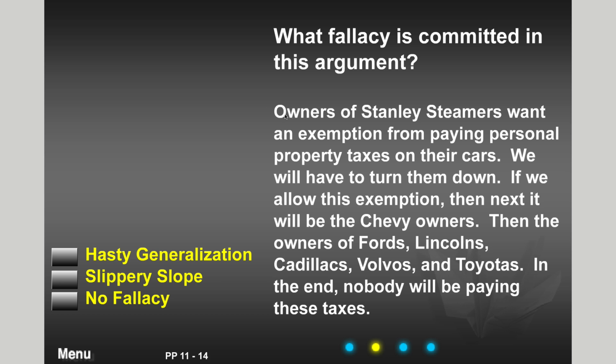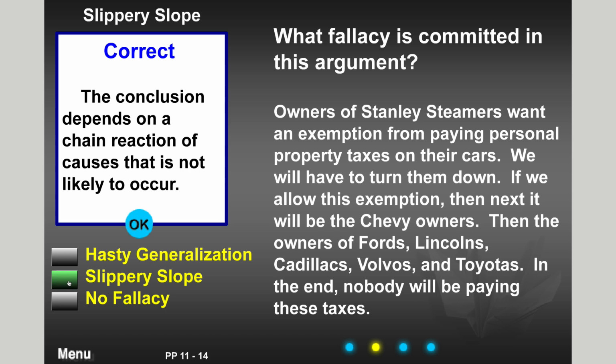Right? Notice from one innocent step, although it's not clear why we should give them an exemption, we then have nobody paying these taxes, right? So innocent step, boom, slippery slope, right? The conclusion depends on a chain reaction. Again, that's what you're looking for, a chain reaction.